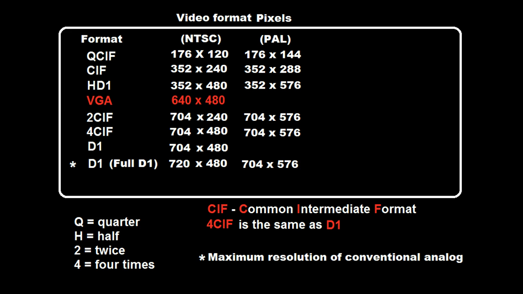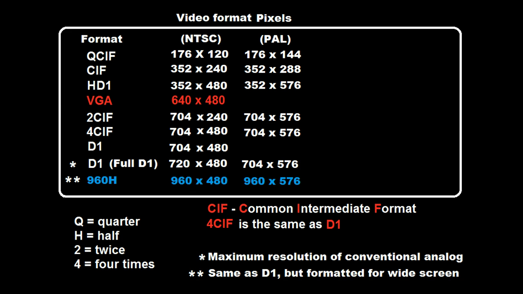Okay, VGA isn't actually a recording format. It's the resolution of many of the older computer monitors. So I included it as a reference. The entries above VGA look worse, the entries below look better. Finally, the Sony Corporation decided they had to go above and beyond standard. They created 960H. If you look at the pixels, it's basically a widescreen D1. It is analog, but not standard analog.